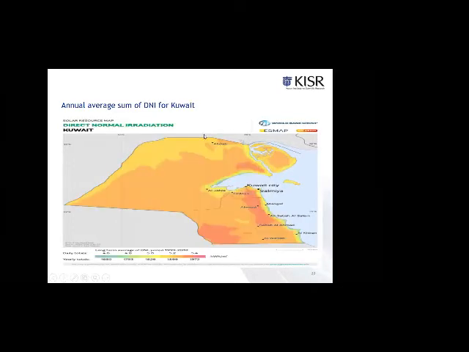Looking at the direct normal irradiation for Kuwait, we can see that there are areas in red with the highest numbers in the east of Kuwait and the west of Kuwait. What it tells us is that we can distribute the different technologies according to this map. For example, we can use normal PV panels almost everywhere in Kuwait. But if you want the concentrated technologies, you have to look for the highest direct irradiation, because this is what these technologies need.